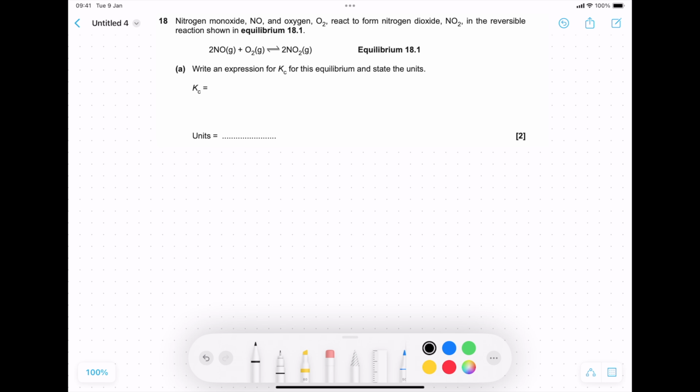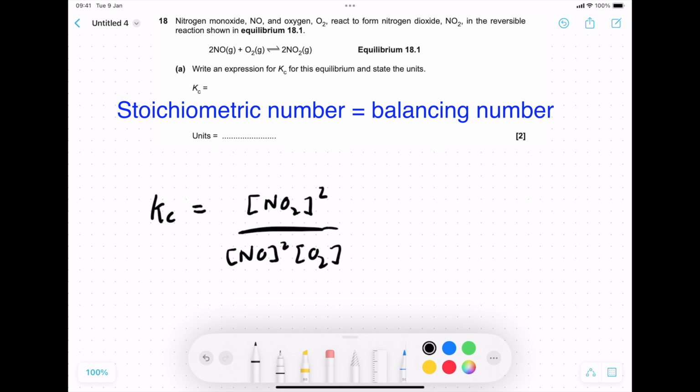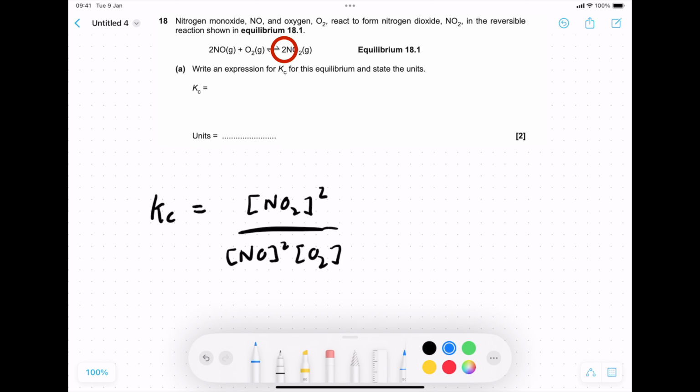Write the expression for Kc. So Kc equals concentration of the products divided by concentration of the reactants. So it'll be NO2 all squared divided by NO squared times O2. Remember, when the stoichiometric number is greater than 1, you raise it as a power for the concentration of that particular reactant or product.